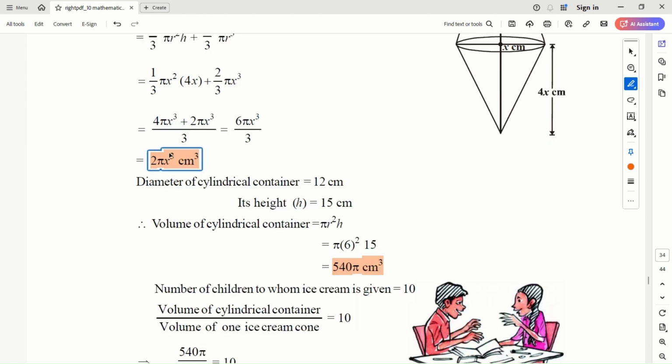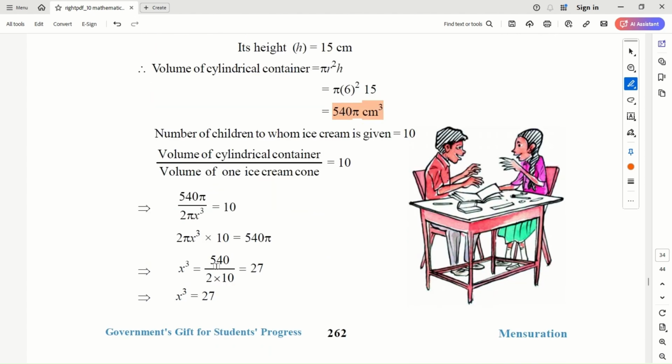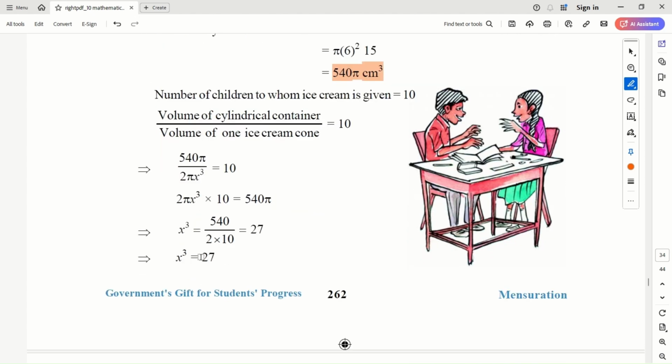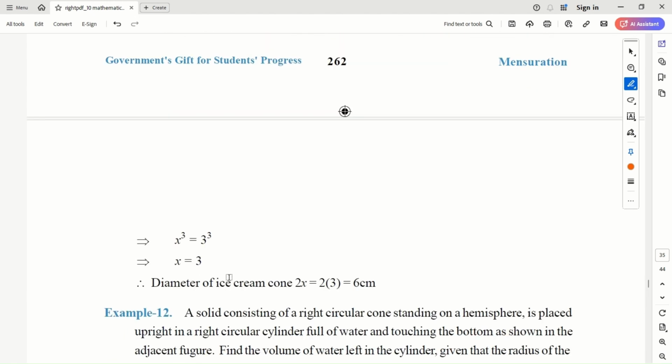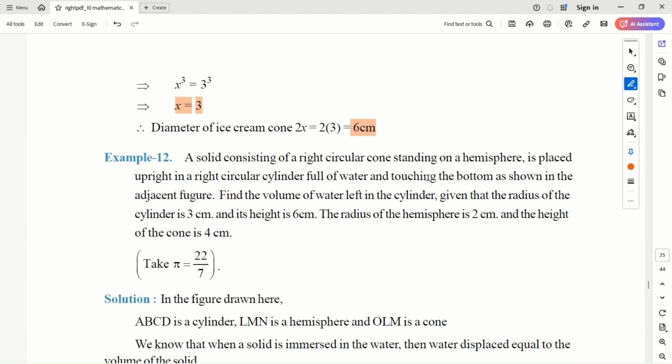Now these two are equal because 10 ice creams are distributed from this, correct? So volume of cylindrical container divided by volume of one ice cream cone is 10. So if you put this one, you can get the x value. x cube is 27, so x is 3. x is nothing but the radius. So the diameter of the ice cream cone is 6 centimeters. So this is how we calculate various problems in mensuration.